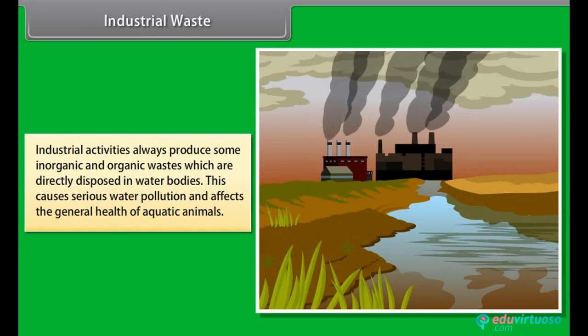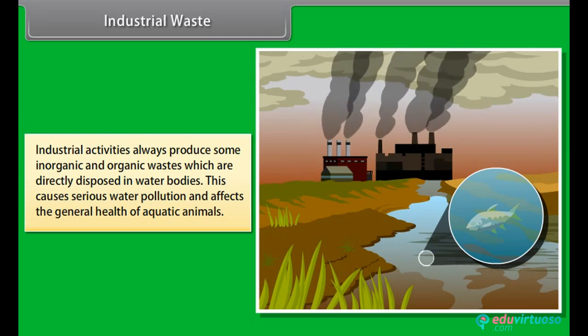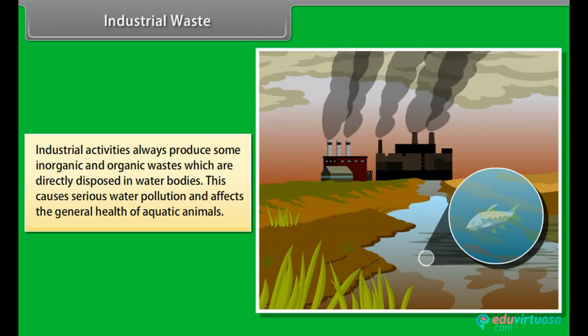Industrial waste. Industrial activities always produce some inorganic and organic wastes which are directly disposed in water bodies. This causes serious water pollution and affects the general health of aquatic animals. Effects of pollutive action of different metals are: mercury.